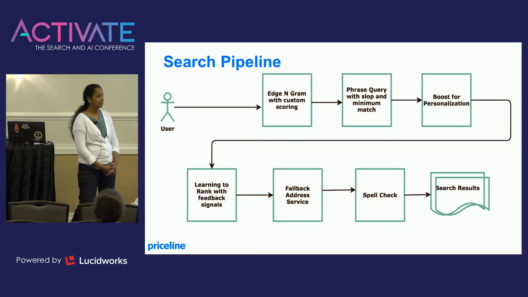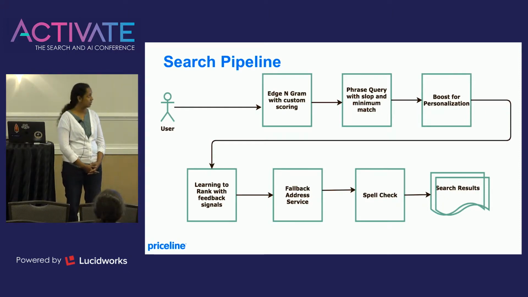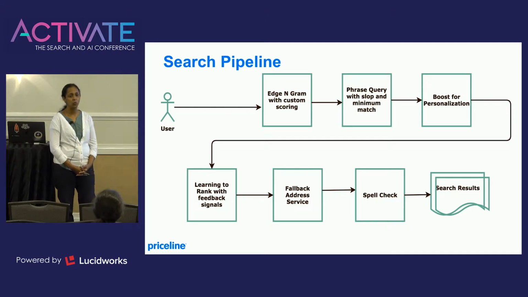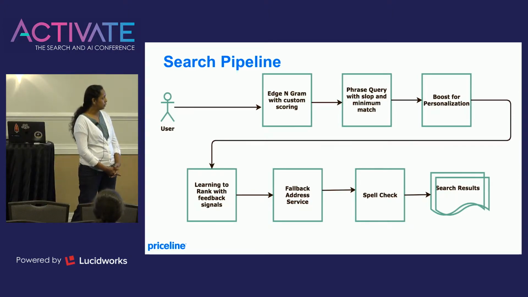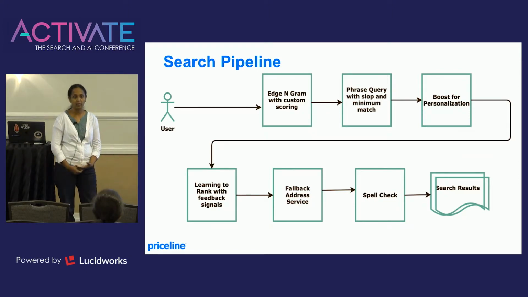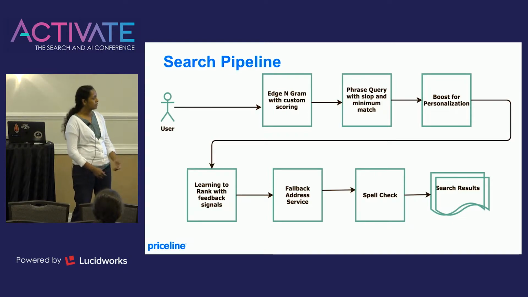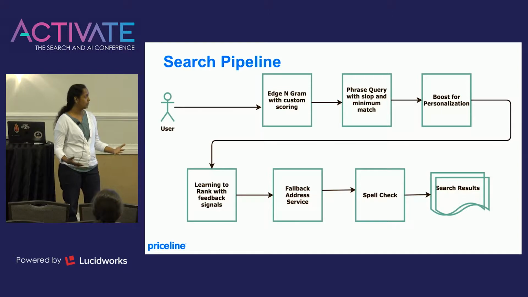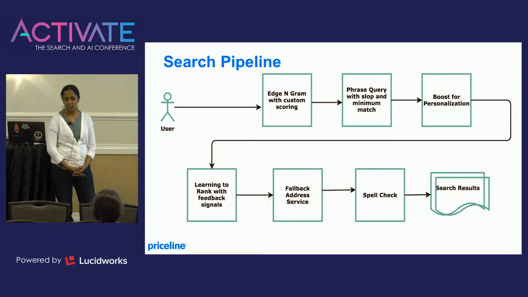And then we augment it with some personalized results, or we do some localization as well. For the ones that we don't choose to personalize or localize, we feed it to the learning to rank component, where more user signals are taken into account. And then there is a spell check service; with all of this failing, it goes to the spell check service. And if all of these fail, then it goes to a fallback address service.